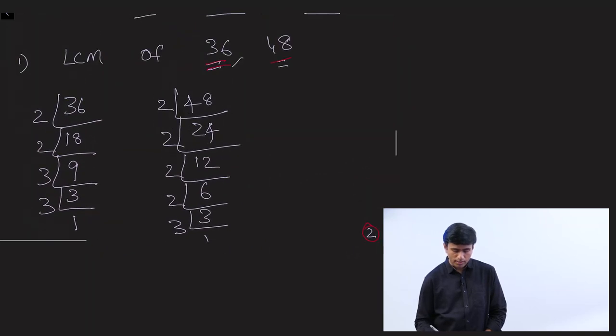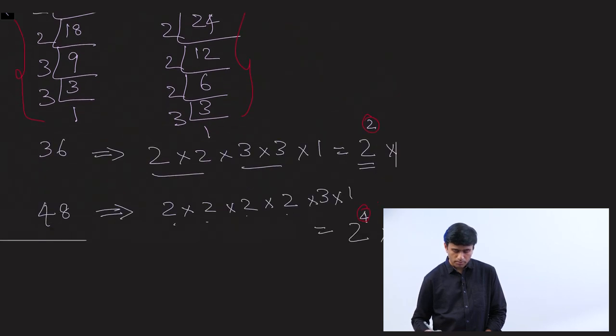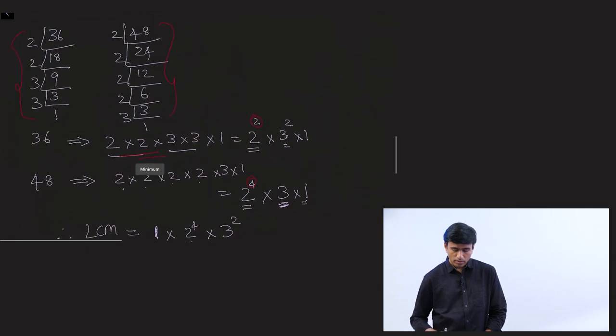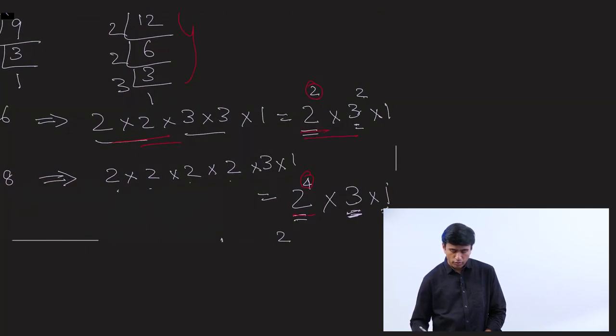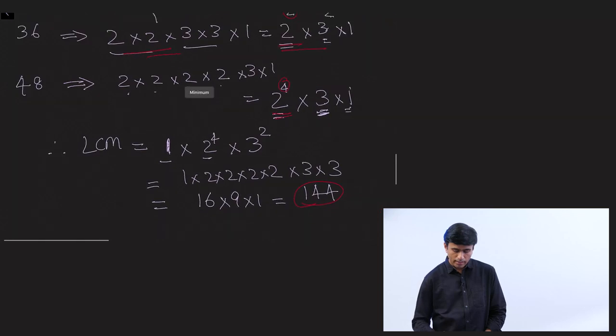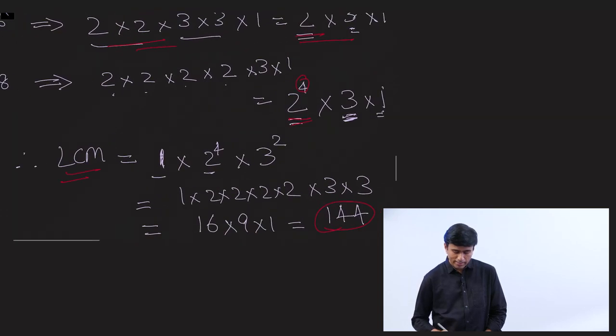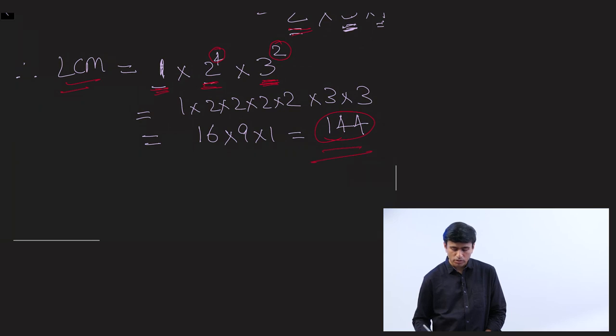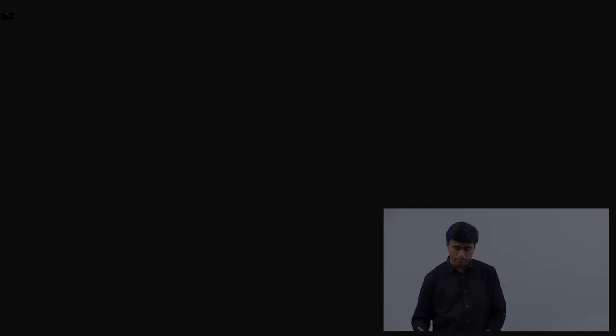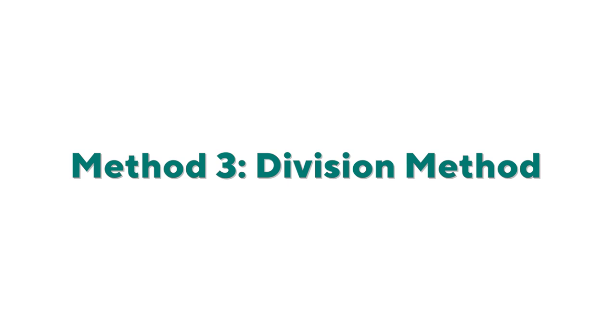So when two numbers are given, you list the prime factors of both the numbers. You list it down, write it in its exponential form, and then the LCM becomes the product of all the factors, but only the highest powers. You take all the factors, but take only the highest powers of those factors. That becomes your LCM. Now let's go to method 3, division method.